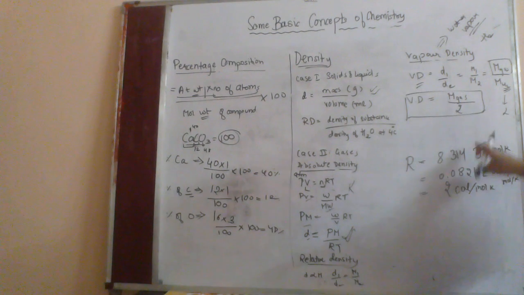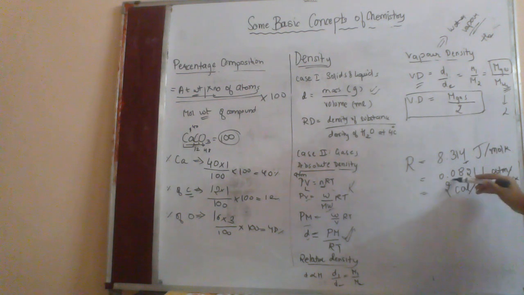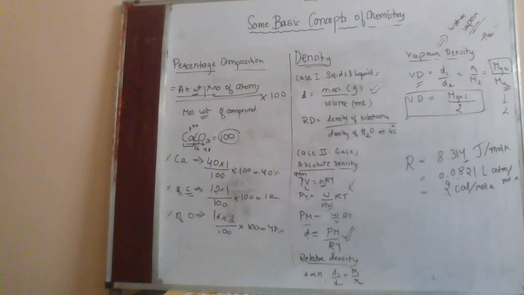So the three values of R have respectively these units. First is 8.314 joule per mole per Kelvin. One more value is 0.0821 liter atm divided by mole per Kelvin. And the third one is 2 calories per mole per Kelvin.